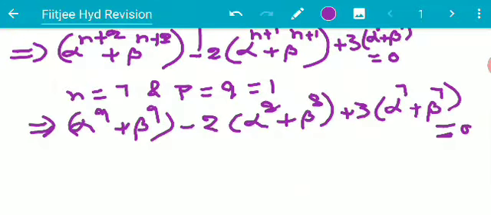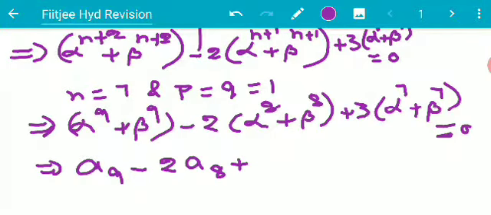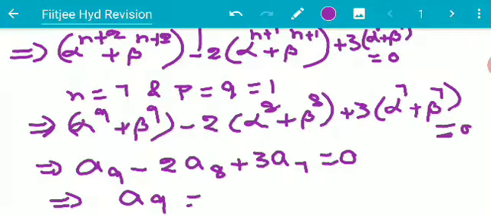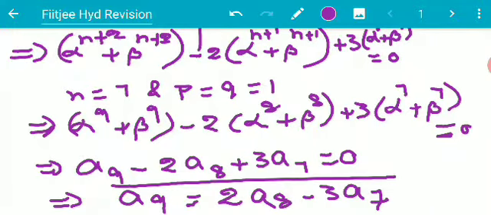So this is nothing but a9 minus 2 into a8 plus 3a7 equals to 0. Okay, so this is nothing but a9 is equal to 2 times a8 minus 3a7. So this is the relation of a9: a9 is equal to 2a8 minus 3a7.